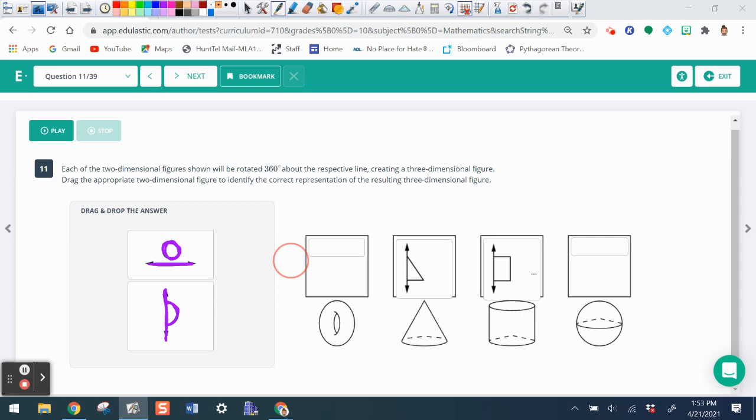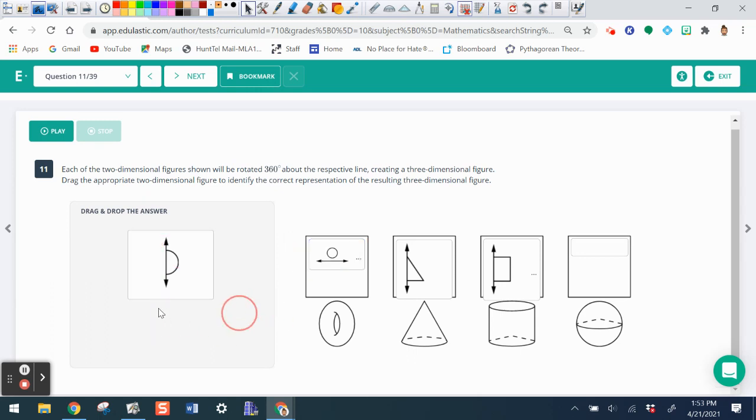So with that in mind, because this one has space between the line it's rotating around, that's what caused this hole in this ring shape over here. So we're going to drag this one to the ring, if you will, call it a ring. I'm sure there's a better geometric name for that. And we'll drag this one to the sphere at the end.